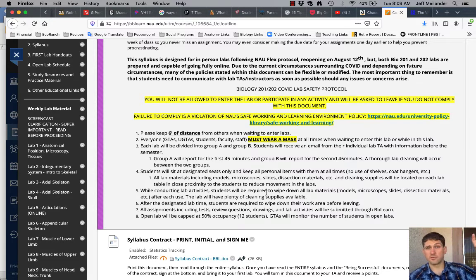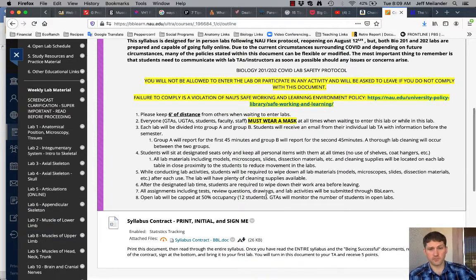But after a student touches a model, they've got to wipe it down. We're going to have cleaning supplies out at every table, and they're going to be expected to wipe everything down before they leave their area, and then you guys are going to wipe it down as well.